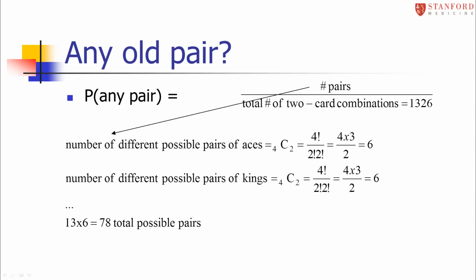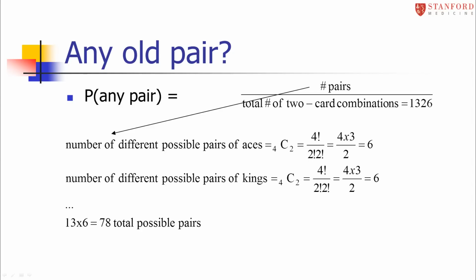It's a 4 choose 2. Earlier we just counted out the 6 different pairs. You can do it that way too, but now it's nice to recognize that as a 4 choose 2. 4 aces, you have to choose any 2 of them. How many different sets of 2 are there? There are 6 different sets of 2, 6 different pairs of aces.